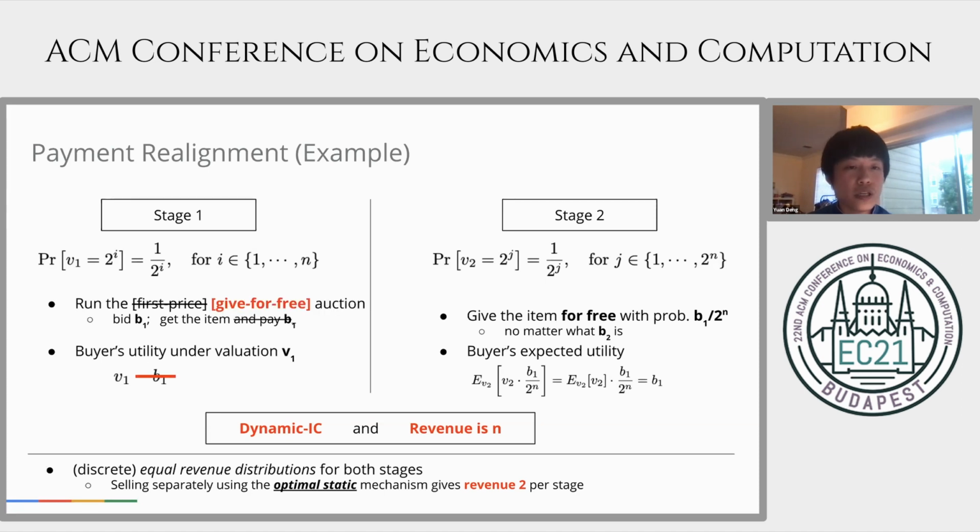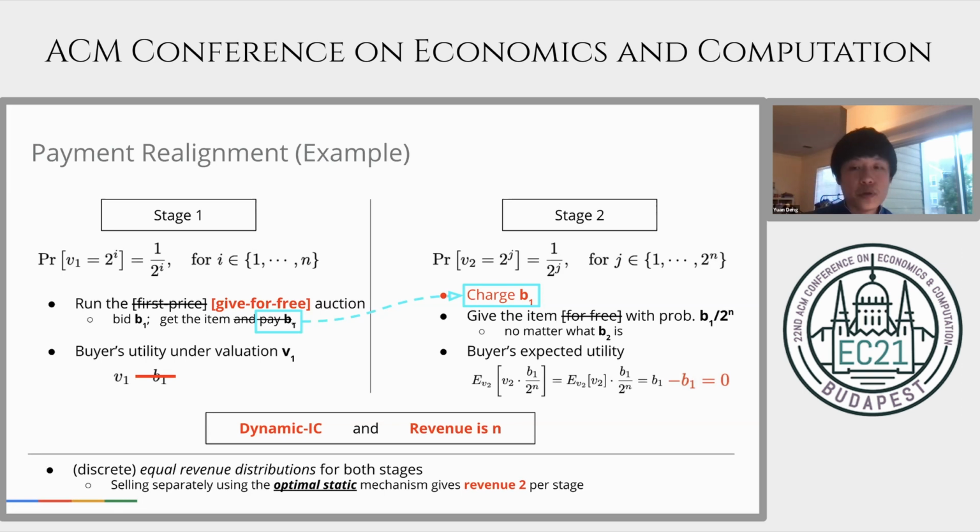So what we will do is that in the first stage, instead of offering a first price auction, we will offer a give-for-free mechanism. As a result, we are not going to charge anything in the first round. In the second round, we will first charge a payment B1 and then run the same mechanism as before. So in this way, the buyer's expected utility in the second round becomes 0. So basically, what we are doing here is that we defer the payment from the first round to the second round, while keeping the allocation the same.